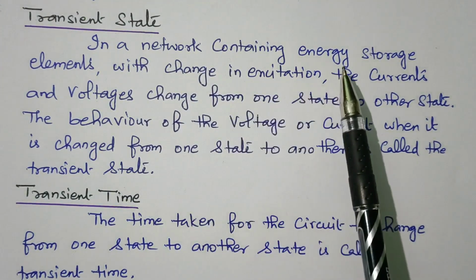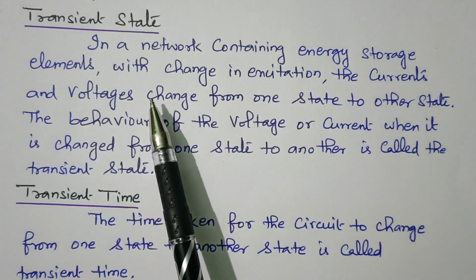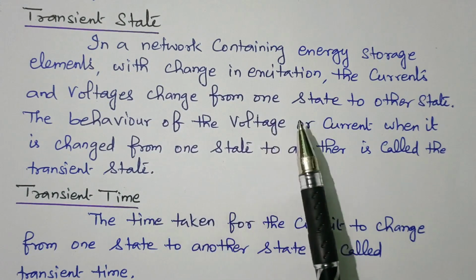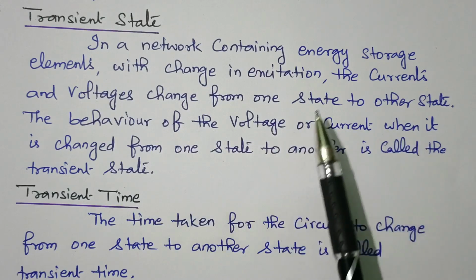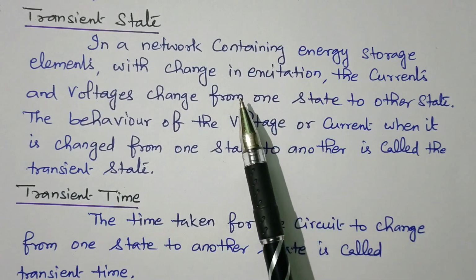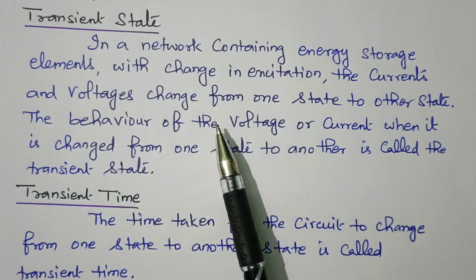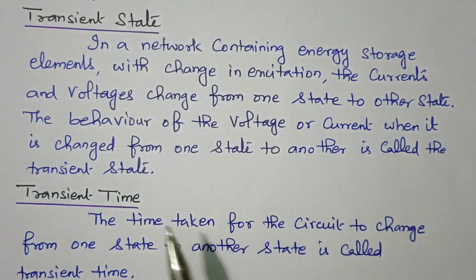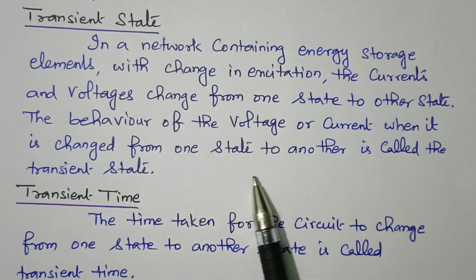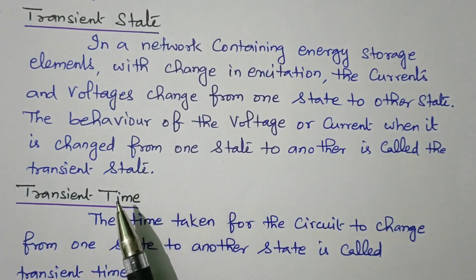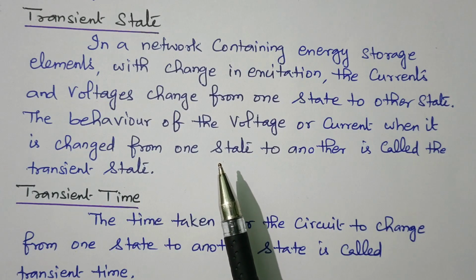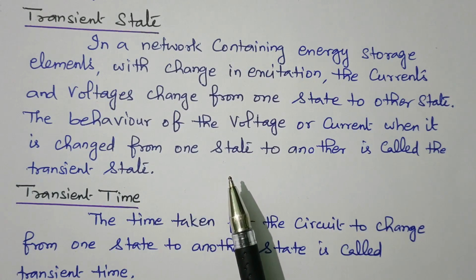In a network containing energy storage elements, with change in excitation, the current or voltage changes from one state to another state. So the circuit contains the energy storage elements, that is inductor and capacitor. When the excitation is there, the voltage and current change from one state to another state. The behavior of the voltage or current when it is changed from one state to another state is called a transient state. That is due to the energy storage element.